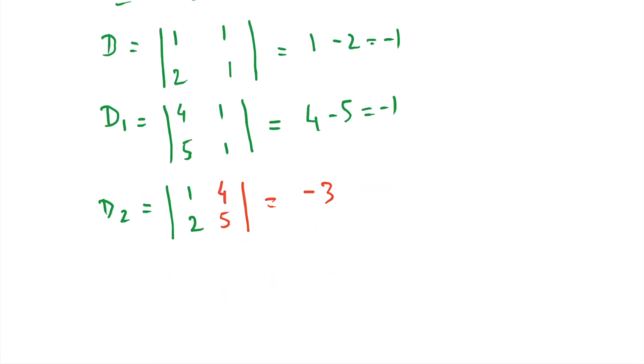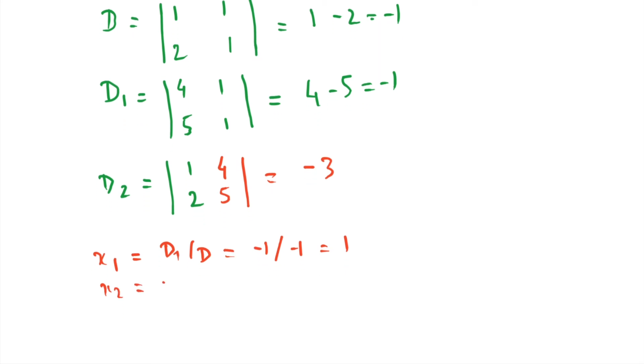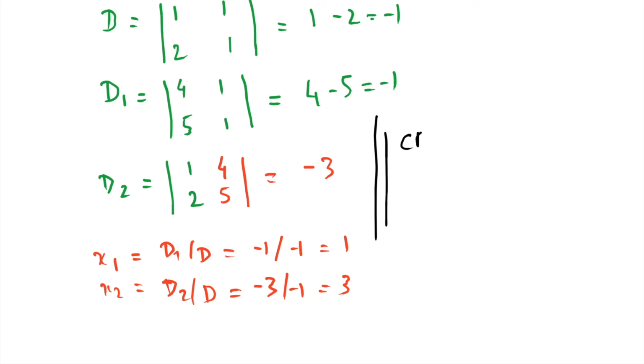So x1 can now be written like so: d1 by d, and this will be minus 1 by minus 1, which becomes 1, and x2 will be equal to d2 by d, which is minus 3 by minus 1, which will be 3. This nifty trick that we have learnt has a name, and it's called Cramer's rule.